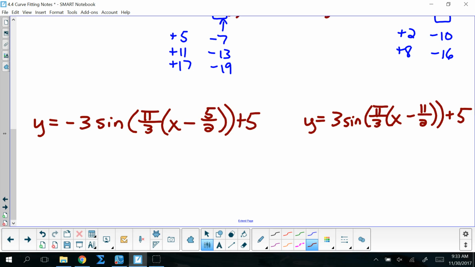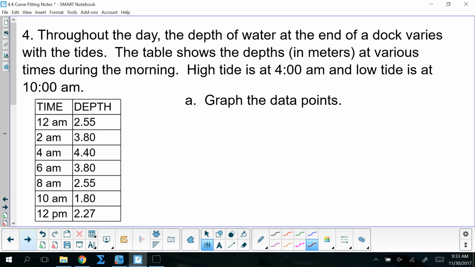What I'd like to do now is I'd like to do the last page in your packet. That last page in your packet is going to deal with tides and the depth of water. So throughout the day, the depth of water at the end of a dock varies with the tides. The table shows the depths in meters at various times during the morning. High tide is at 4 a.m. and low tide is at 10 a.m.